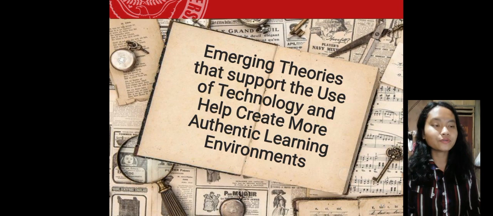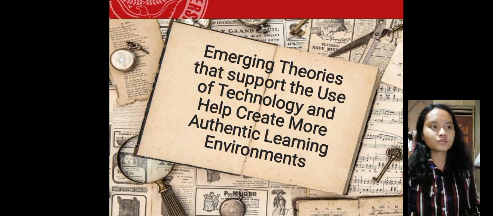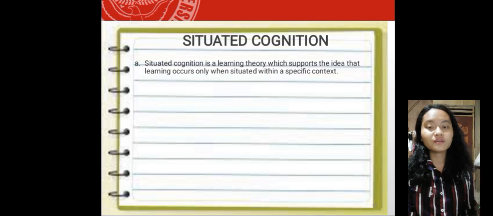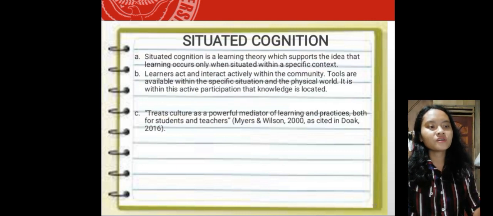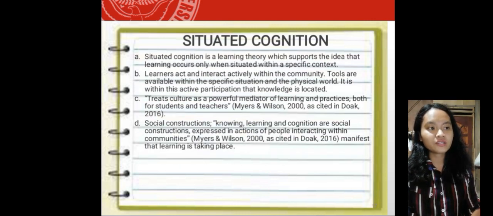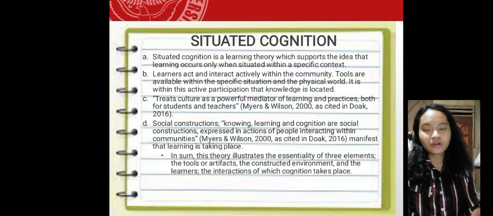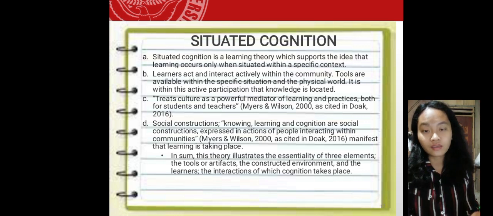Now we are down to the emerging theories that support the use of technology and help create more authentic learning environments. So the first is situated cognition, in which this theory illustrates the essentiality of three elements: the tools or artifacts, the constructed environment, and the learners, in which the interactions of cognition take place.